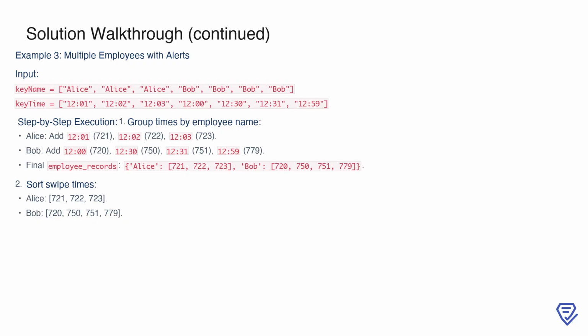After grouping, the employee_records dictionary is populated with Alice's times as 721, 722, 723, and Bob's as 720, 750, 751, 779. Then, we sort the swipe times for each employee. The sorted times for Alice remain 721, 722, 723, and for Bob, they remain 720, 750, 751, 779.